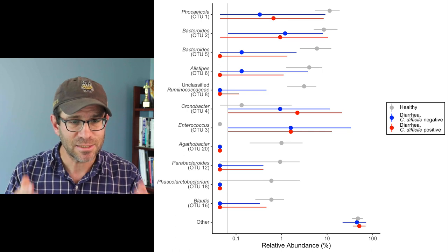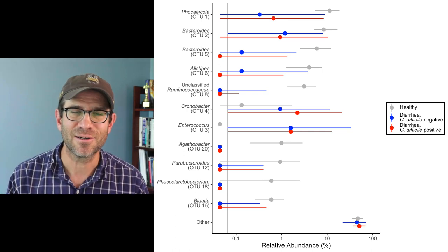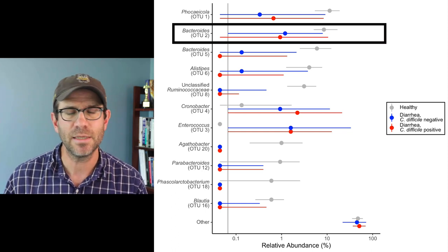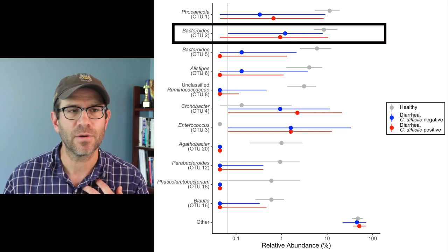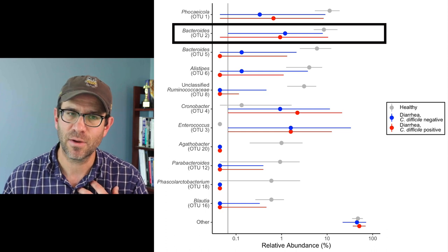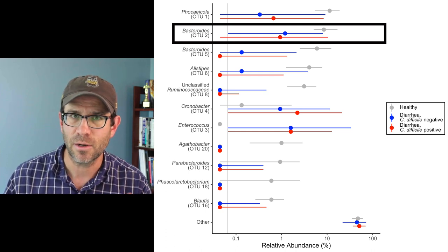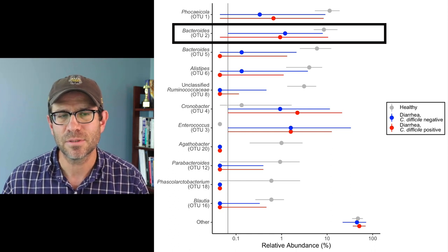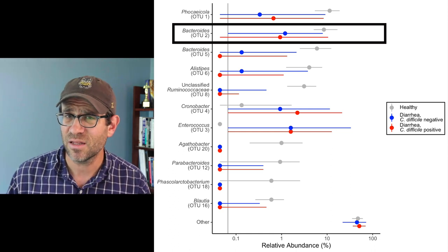Now, when we look at this, I naturally want to see that there are significant differences in the data, right? So if I look at this Bacteroides OTU2, I'm pretty confident that the healthy individuals are significantly different from the diarrheal, the people with diarrhea, right? But are these two diarrheal samples, the with and without C. diff, are they significantly different from each other?